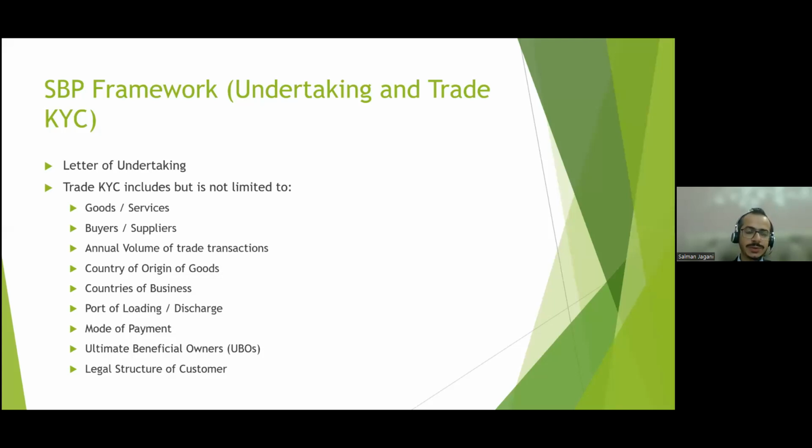Then there is a trade KYC which has to be maintained with every customer, which includes the goods and services. If you have sufficient information in your trade KYC, there is a much better chance that you can identify and mitigate trade-based money laundering. In the trade KYC, you need to properly get the information on the goods and services that the customer would be trading in, who the buyers and sellers are, what the annual volume of the trade transactions is, what the country of origin of goods is that the customer would be importing from, and what the countries of business he would be dealing with. This is where you get to know if it is a high risk country or a sanctioned country. Then what would be the port of loading or discharge, what would be the mode of payments, who are the UBOs, what is the legal structure of the customer, is it licensed, is it legal, is it not legal.